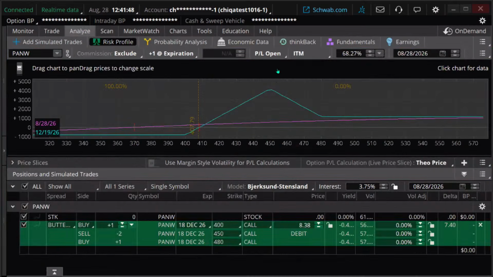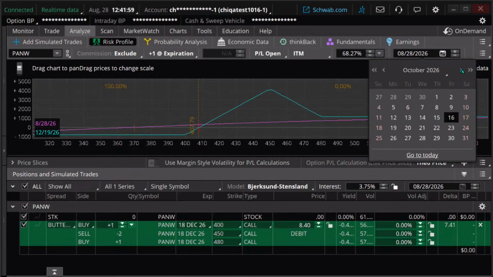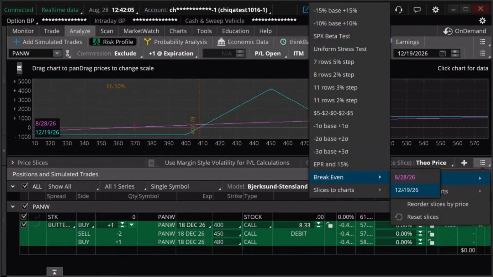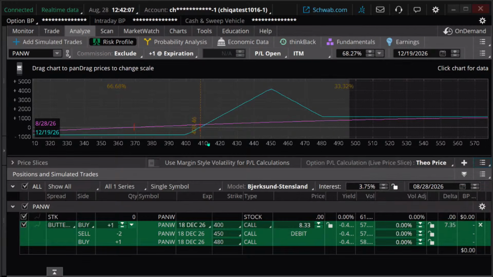And when we look at this and we say, well, what's our break even? December 18th. Let me just change my date here. December 19th. I'm going to set my slices to break even. What does that say? 408, I think that says. 408 is our break even.